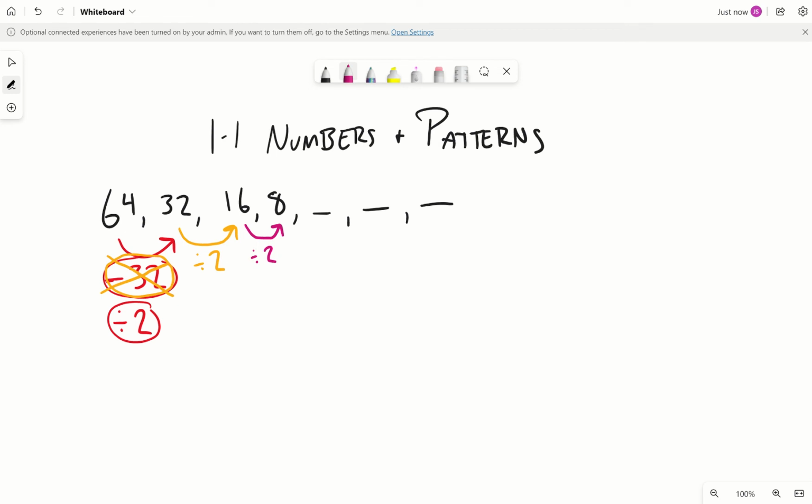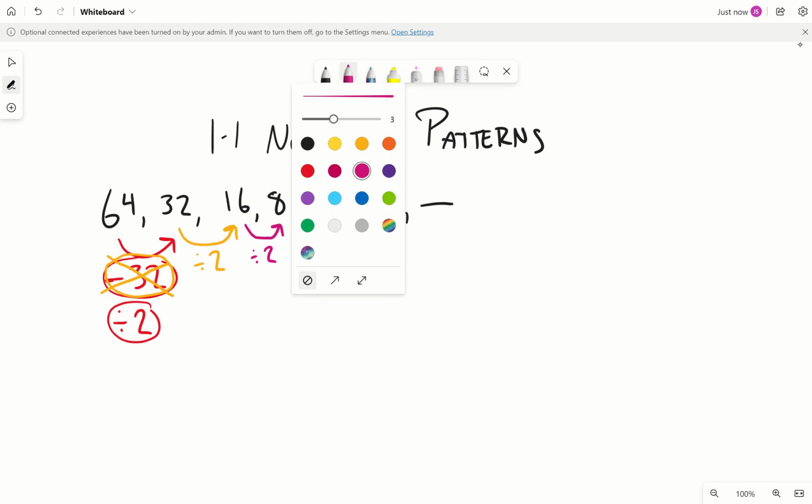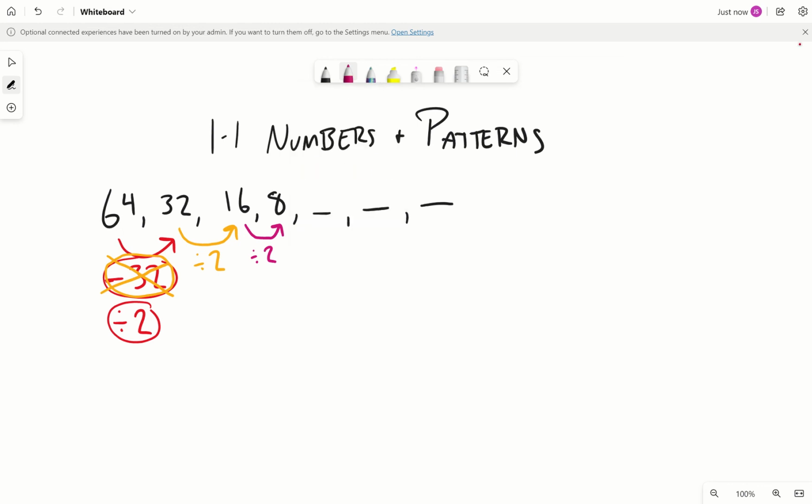So now in order to fill in my missing lines here, my missing parts of my pattern, I'm going to keep doing what I know I'm supposed to do. I'm going to divide by 2, divide by 2, divide by 2. And we know 8 divided by 2 is 4. 4 divided by 2 is 2. And 2 divided by 2 is 1. And so far, we have completed our first pattern.